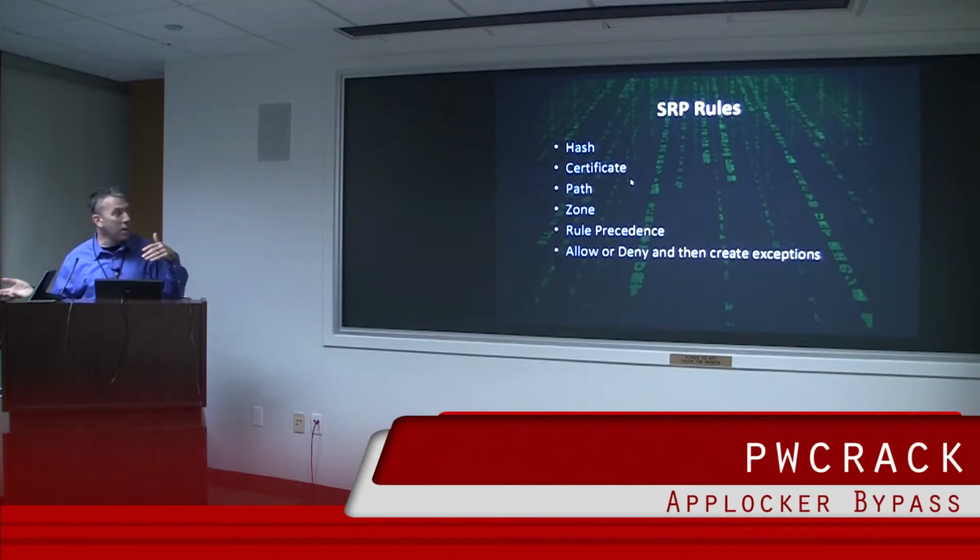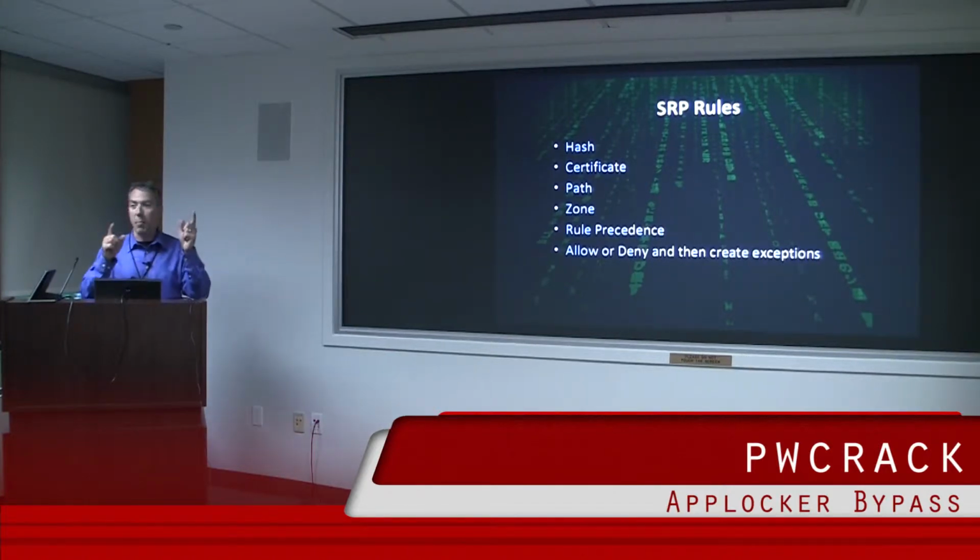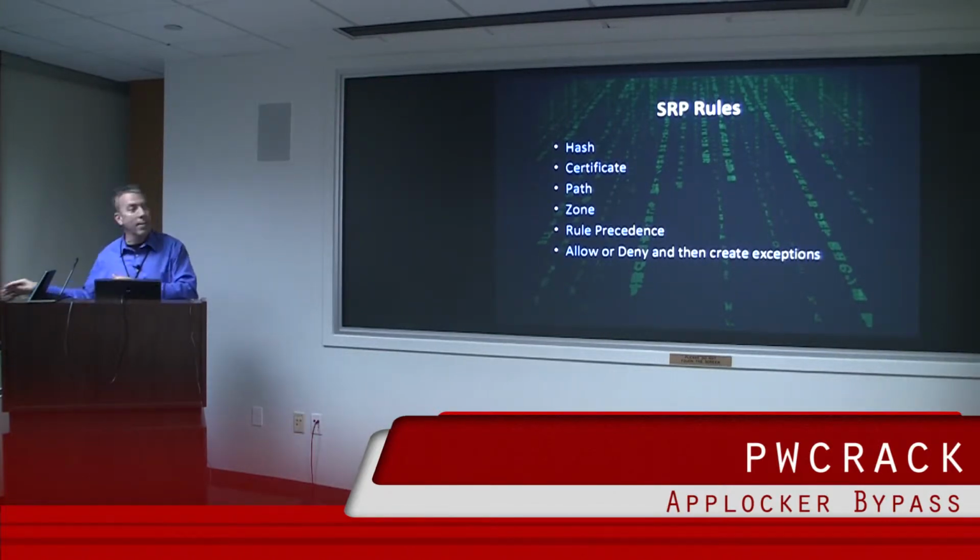So software restriction policy rules, basically I can set a hash of a particular type of file, an executable or a DLL, and say don't run this hash or only run this hash. It could be anything signed by a particular certificate. It could be anything at a particular path or subpath, or anything that's in a particular security zone. I could allow this zone and not allow this other zone.